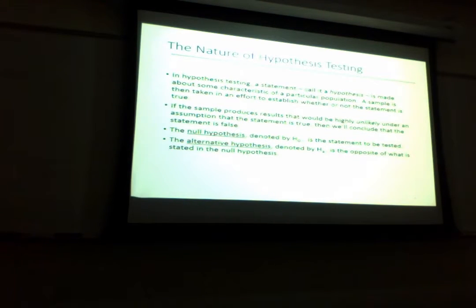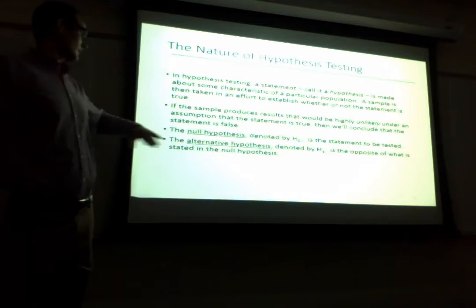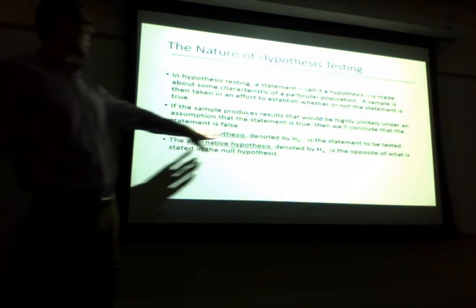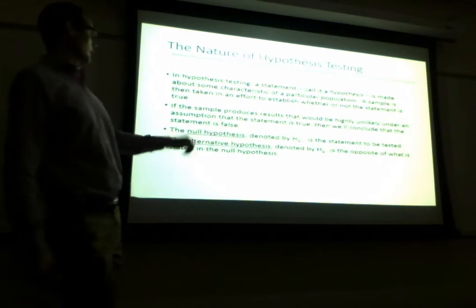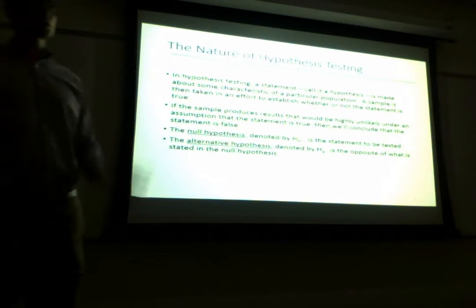So, let's see. In hypothesis testing, a statement called the hypothesis is made about some characteristic. Then we take a sample to establish whether or not we think that statement is true. If the sample results would be unusual or highly unlikely, then we conclude the statement's false and we reject it. Null hypothesis is denoted with the H0. Alternative hypothesis is denoted with the H with the little a.